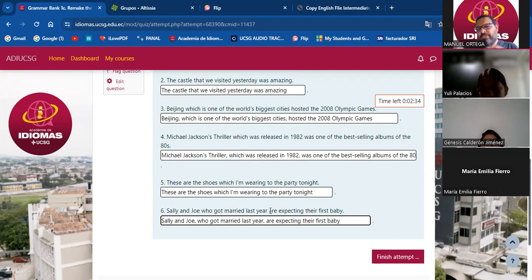What it means to eliminate? It means that if you don't say it, the sentence still makes sense. Sally and Joe are expecting their first baby. It's a complete sentence, makes sense. So who got married last year is going to be non-defining clause. Non-defining clause is the naming grammar for the information that is not important.